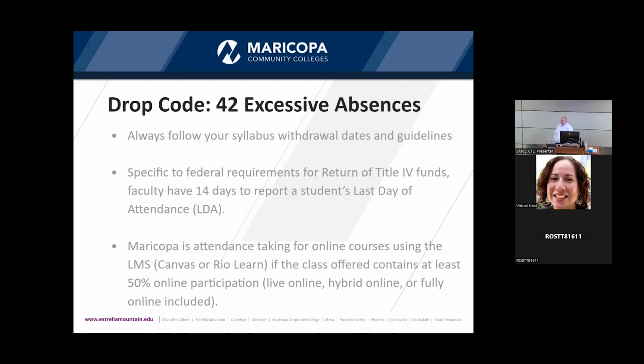42 excessive absences. So always follow the syllabus, your dates and guidelines, because if you're ever challenged as to when you're doing it, if you're consistent, that's just the best way to go. From a faculty perspective, for 42 with excessive absences, you have 14 days to report the student's last day of attendance. And when we were talking about earlier, the student dropping with a 99 and you getting the email, this is one of the reasons why, because we have to report within 45 days the student's particular status.